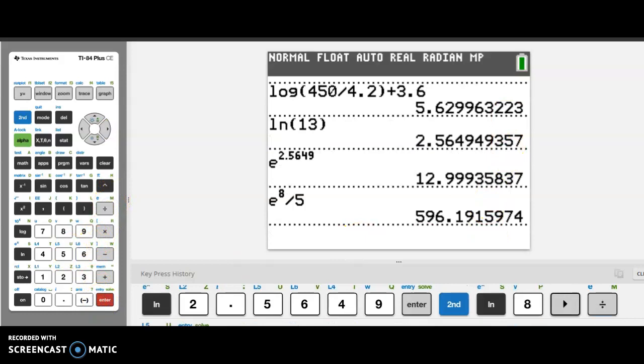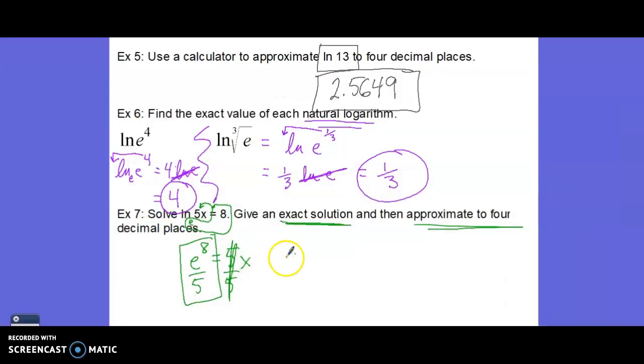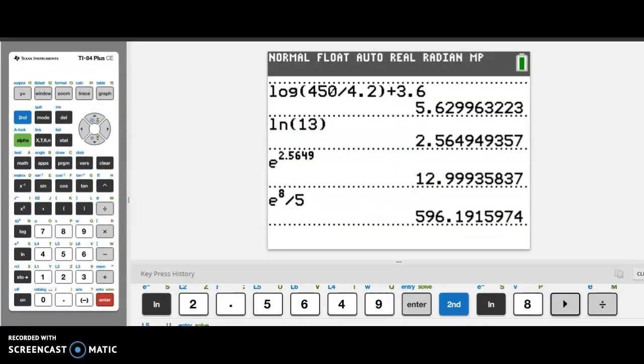So 596.192. Well, 4 decimals again. 4916.